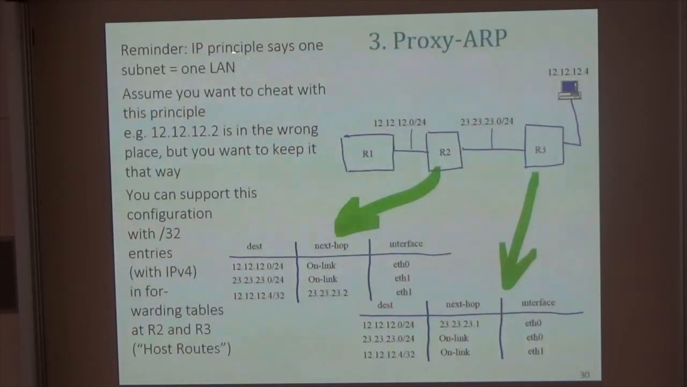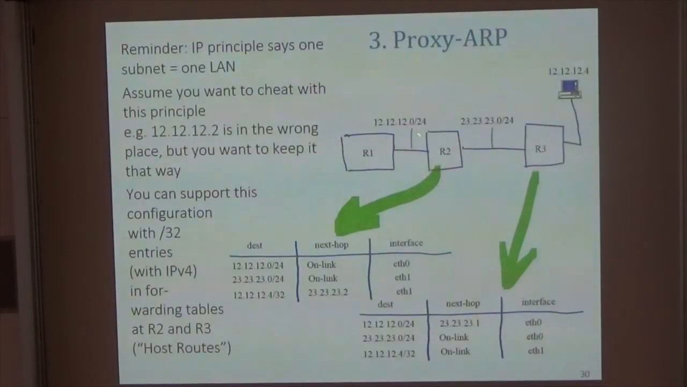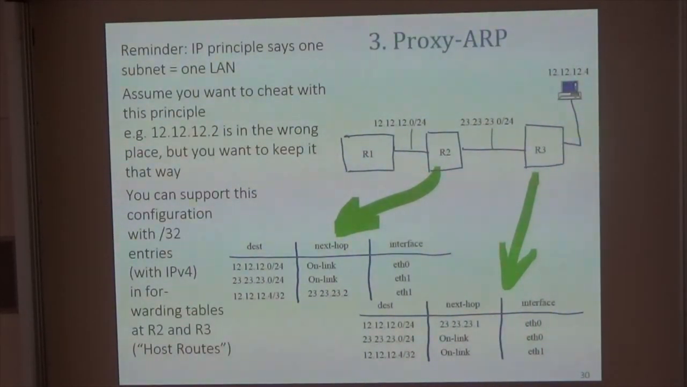Remember that the IP principle says one subnet is one LAN. Now assume you want to cheat, right? So for example, here, I have here a subnet 12.12.12/24, and for some reason I put a machine here, which is in the wrong place, right? Well, in principle that won't work, but with the internet, everything is always complicated a bit. If we start looking at the exceptions, there is always a way to make it work.